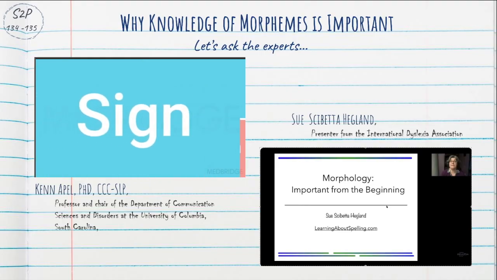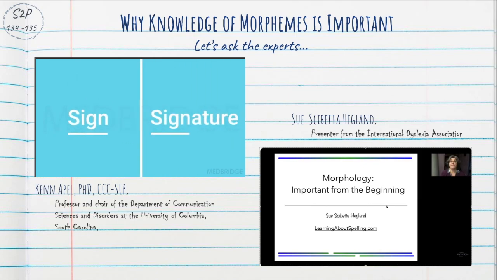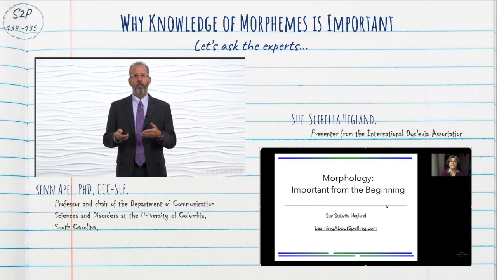The same thing for sign and signature. A lot of people will say, who put the G in sign? That's ridiculous. It's there for the related word signature. Okay? So a lot of our words are spelled the way they are because of the morphology part, less than the phonology part.